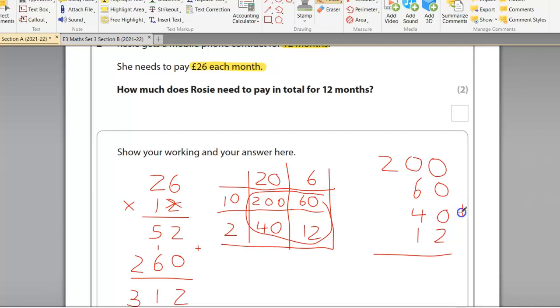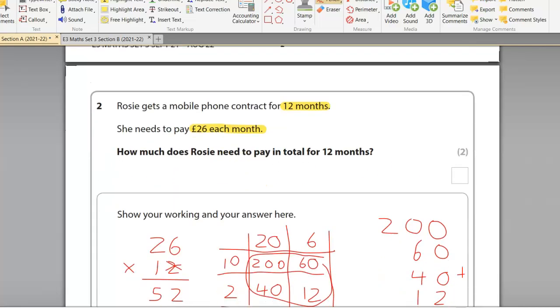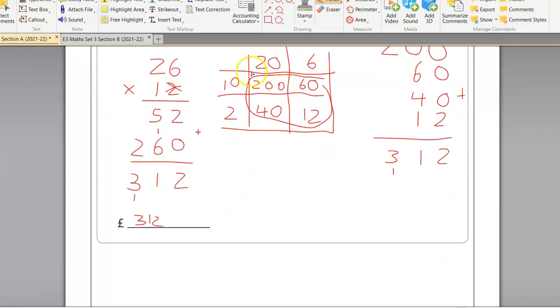Add those together and we get exactly the same answer that we had before, 312. There is a third way you could do this, 26 times 12.